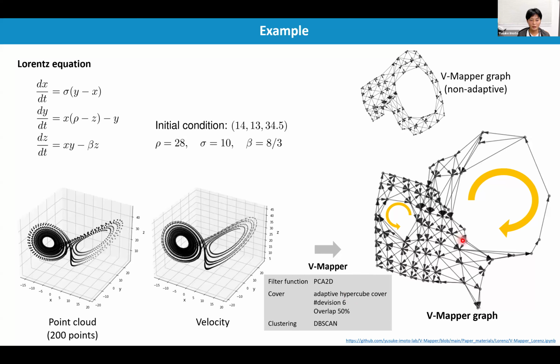The right figure is a VMapper graph, and we can identify the direction of the orbit in the attractor from the direction of the edges. Note that we couldn't obtain the true topological structure when we used the non-adaptive cover, with otherwise the same parameters, due to the data sparseness.